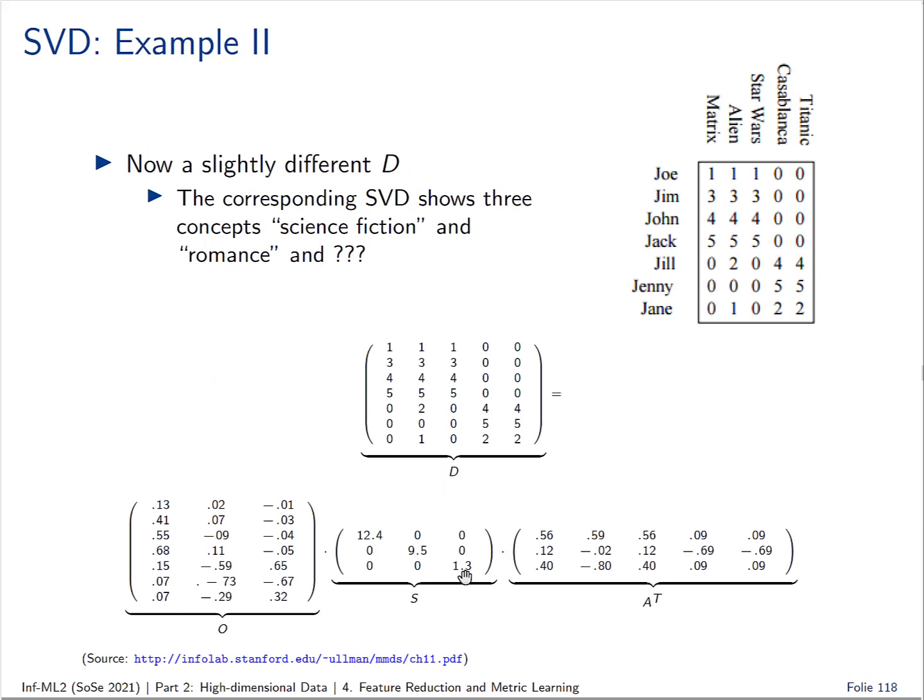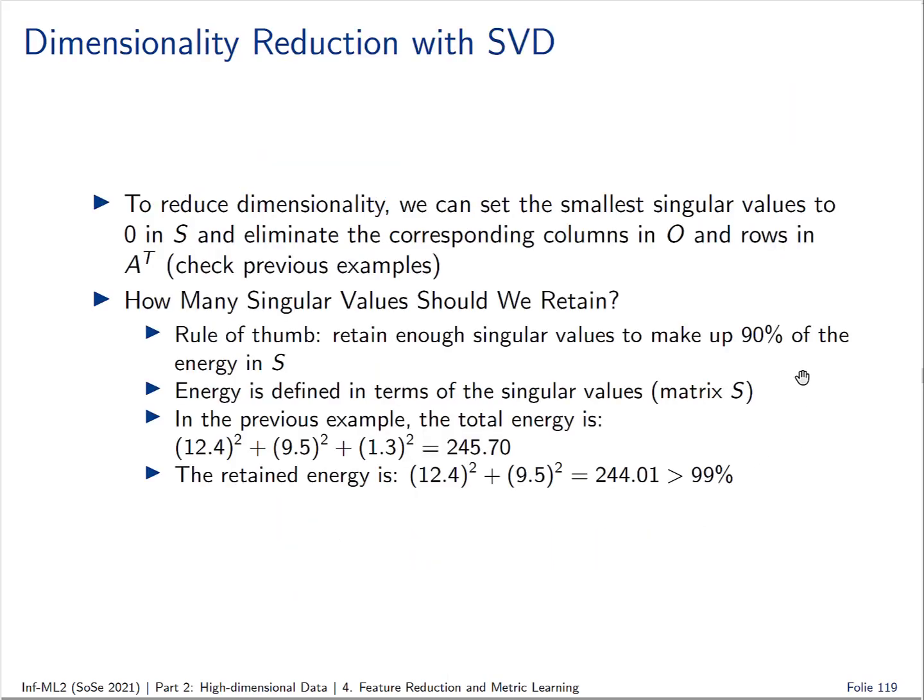We could do that, and that probably only makes sense if the value is close to 0 or very small. Why is that the case? Well, we'll see that the values in S are actually the variances along the eigenvectors, the new features, squared.